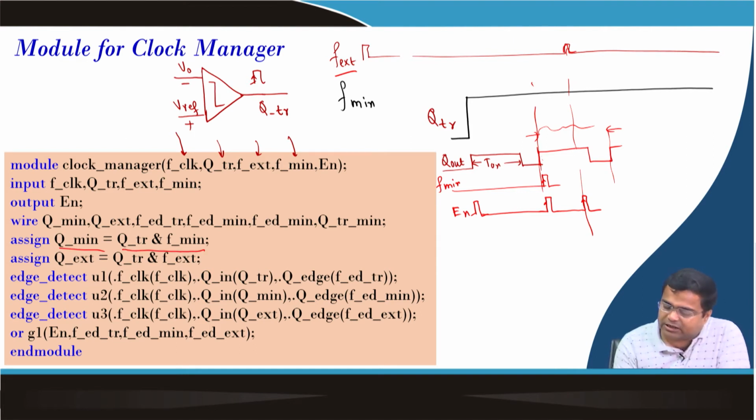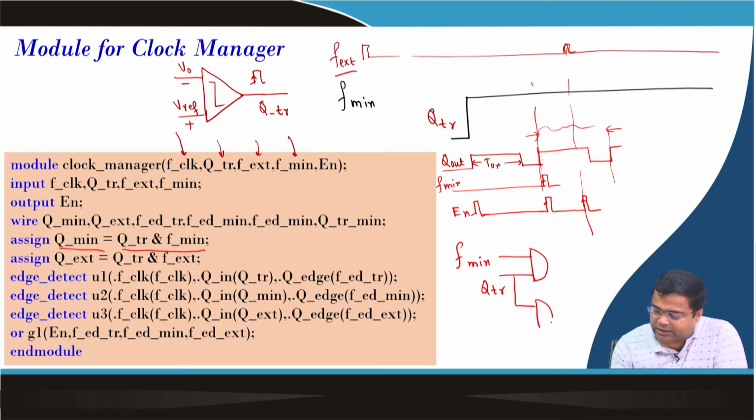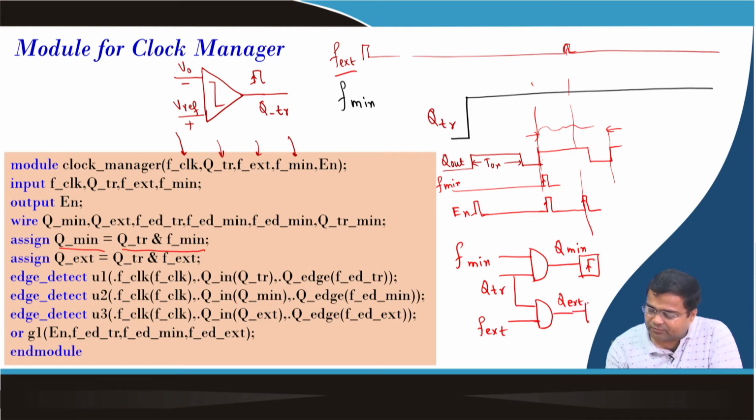That is why you see I have generated the Q mean, which is a combination of QTR. So I have ANDed this F mean with QTR, and QTR is also ANDed with F external. I am calling this Q mean, and this Q external, and now I am using an edge detection circuit. So you can see that there is an edge detection circuit.